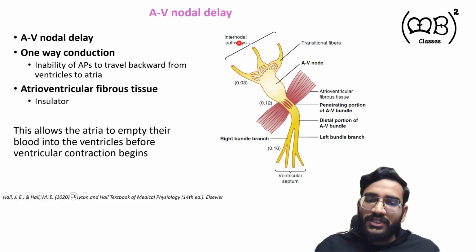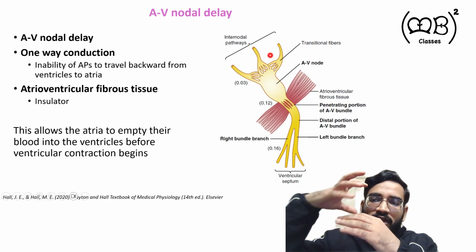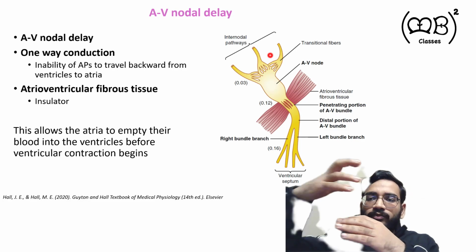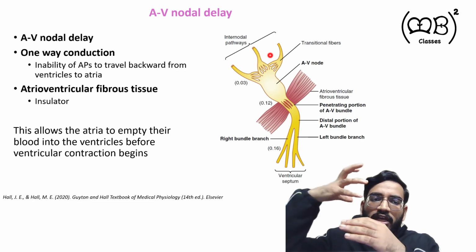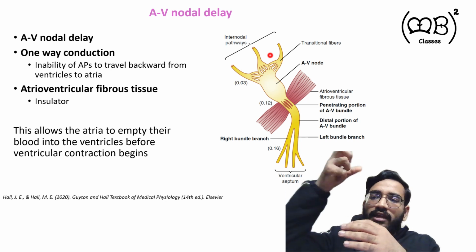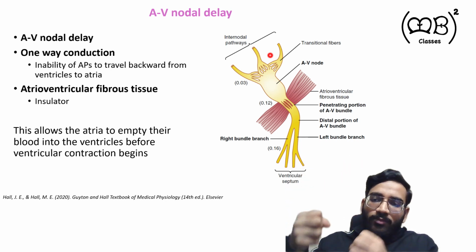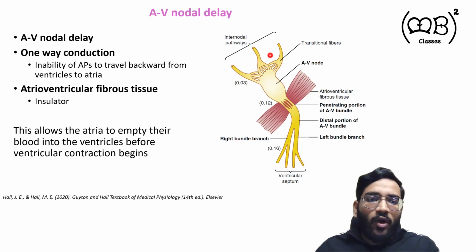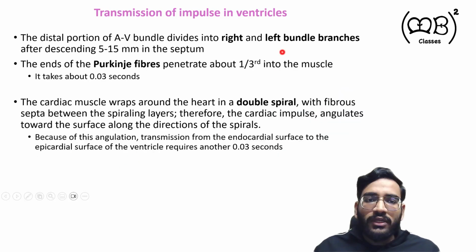So this allows the atria to contract first. Then after a delay of about 0.1 seconds, the ventricles will contract, so that is 0.1 to 0.12 seconds. That delay is required so that the atria can contract fully and empty their blood into the ventricles, and then the ventricles will start contracting and empty the blood into the aorta or the pulmonary artery. So the AV nodal delay allows the atria to empty their blood into the ventricles before ventricular contraction begins. Then the impulse reaches the right and left bundle branches.